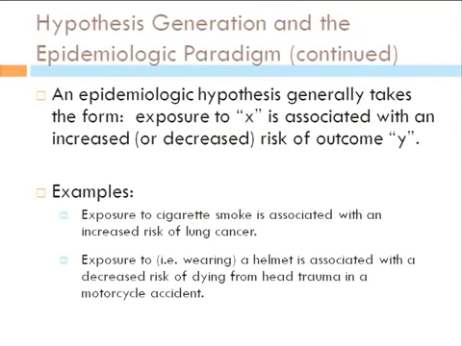So an epidemiologic hypothesis generally takes the form: exposure to X is associated with an increased or decreased risk of outcome Y. An example of that would be cigarette smoking is associated with an increased risk of lung cancer. Or wearing a helmet, so exposure to a helmet, is associated with a decreased risk of dying from head trauma in a motorcycle accident.